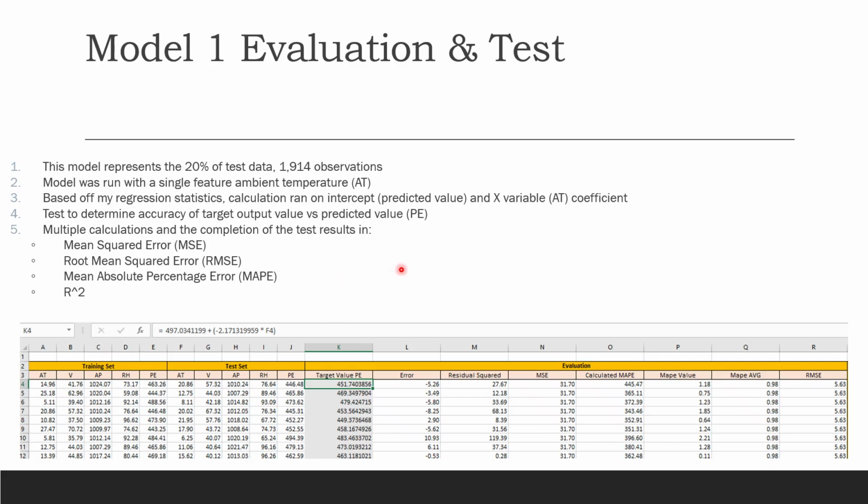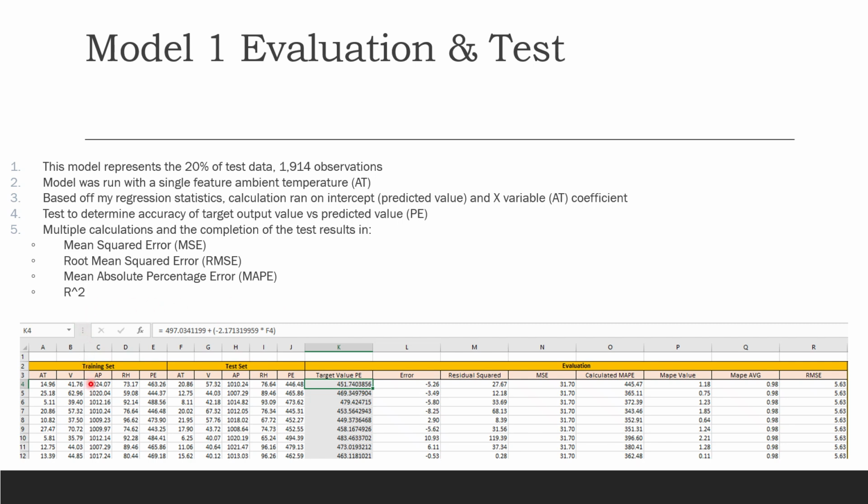So for our Model 1 evaluation and test, in this case we use our 20% of our test data. We ran it with the Model 1 comparison with a single feature of ambient temperature. And based off of the regression statistics, we needed to grab and use the intercept coefficient, that predicted value, and also that X variable coefficient as well. And for this model, we're trying to determine the accuracy of our target value output versus the predicted value that was already included in our training set. The metrics that we use to evaluate the model are indicated here below, which I'll go over in the next few slides.